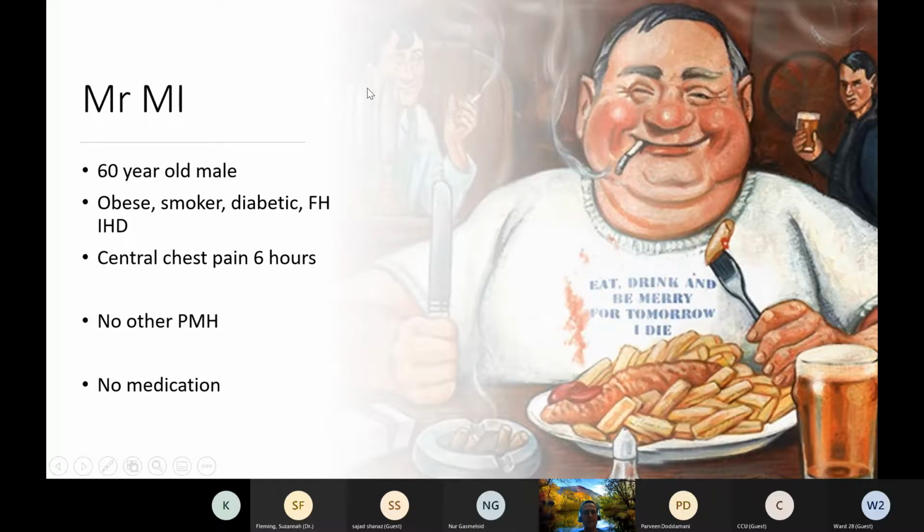So this is a case, Mr. MI, giving you a subtle hint there, and he's a gentleman who really has all the known risk factors, and he treats his health like a gladiatorial contest. He's presenting to the clinical decisions unit with central chest pain, which has been lasting for 6 hours. He doesn't have any past medical history of note, and he doesn't take any medications.